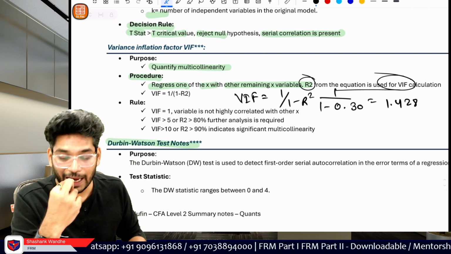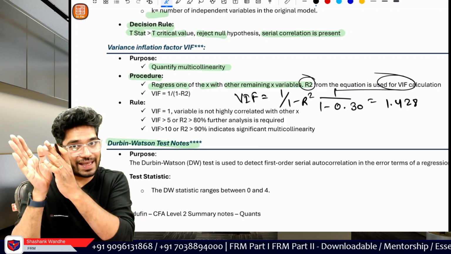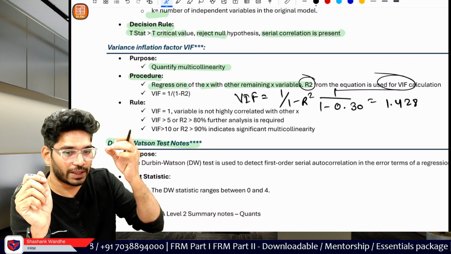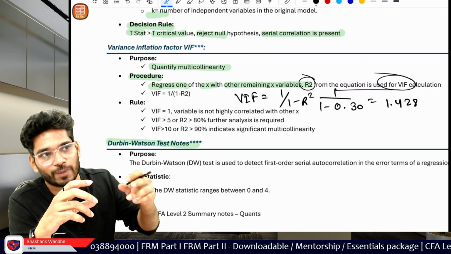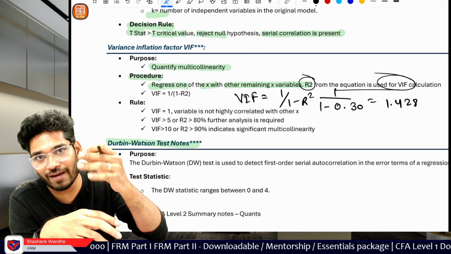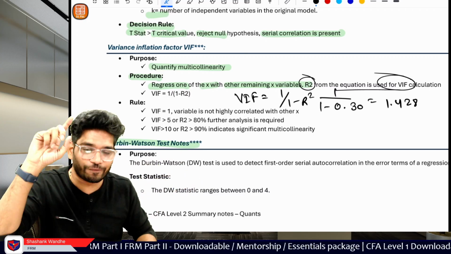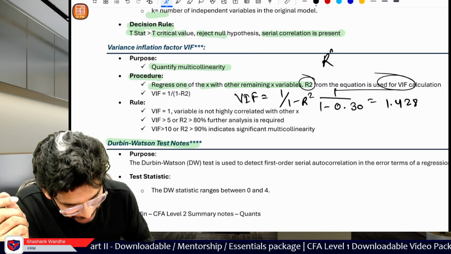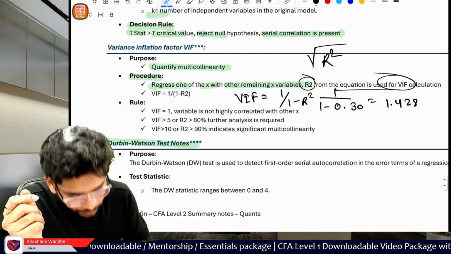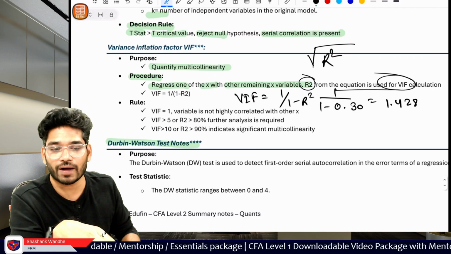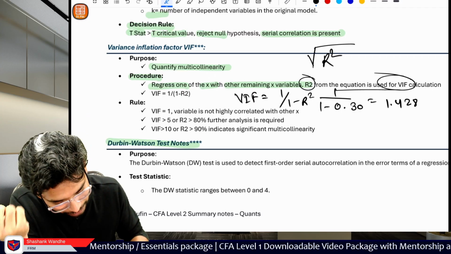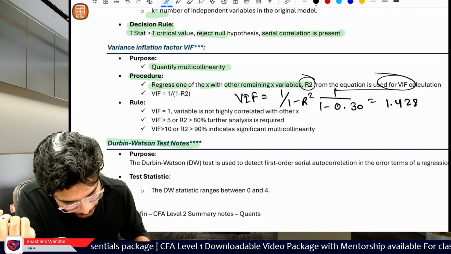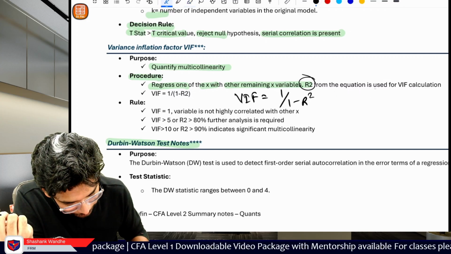1.428. And remember, in your model, x1 equals b0 plus b2 x2 plus b3 x3, if you have a high R square, this means that x2 and x3 are able to determine the value of x1. This means high correlation. If you recall from CFA Level 1, where we discussed R square, if you take the square root of R square, you will get the correlation. So this R square represents the correlation, and then we will see that there is a strong correlation. Fine, so this is how you calculate the VIF.